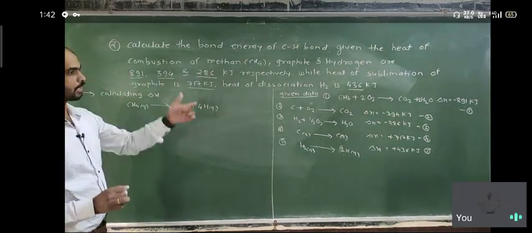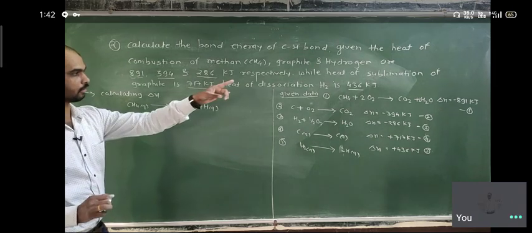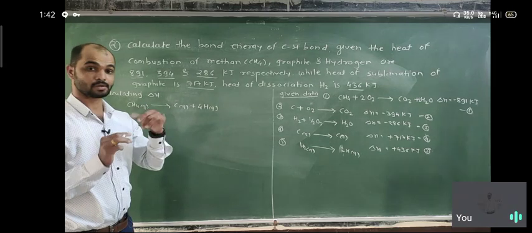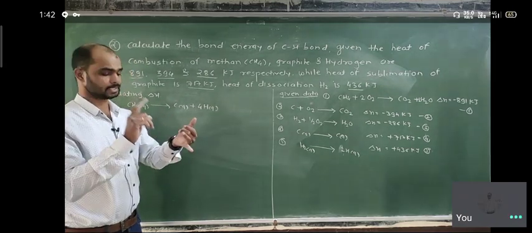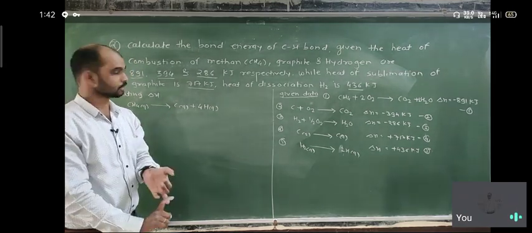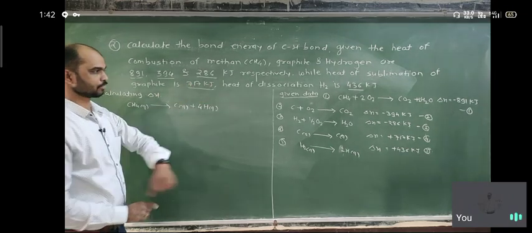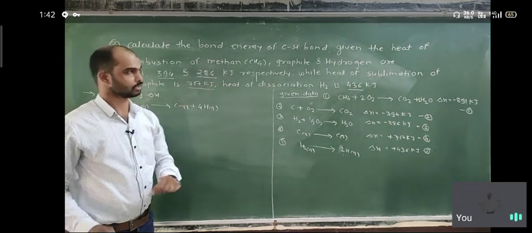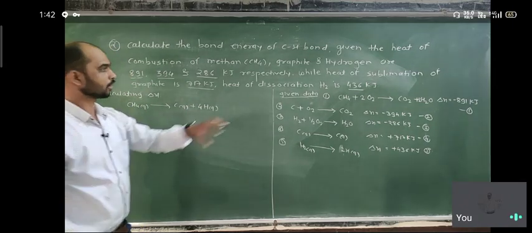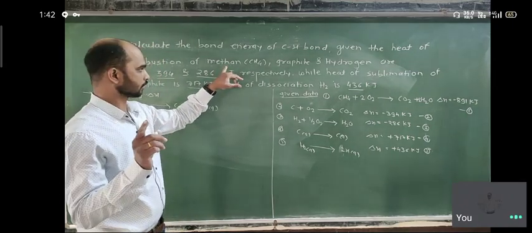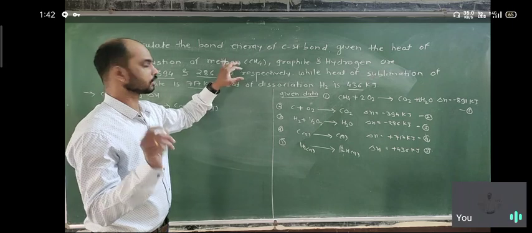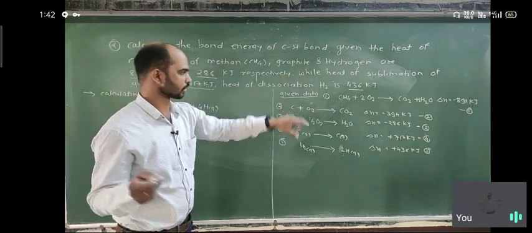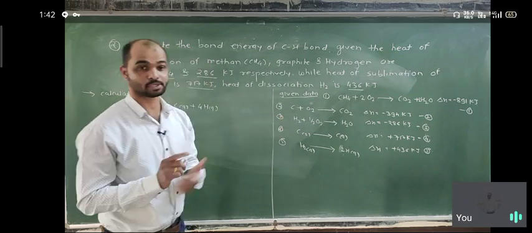Okay. Second, the heat of sublimation of graphite is also given. Graphite undergoes combustion first, then it converts into sublimation. So sublimation energy is given. The H2 molecule undergoes dissociation, so dissociation energy is also given. So there are 5 things that happen. The first is a combustion reaction. There are 3 combustion reactions: methane goes into combustion, graphite as well as hydrogen. So the first 3 reactions here are combustion reactions.